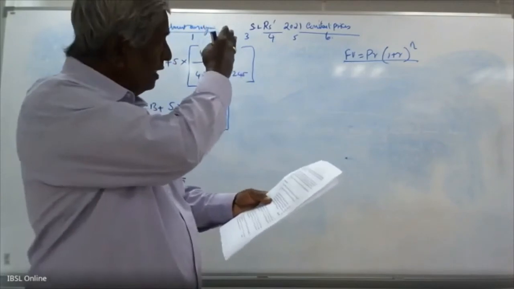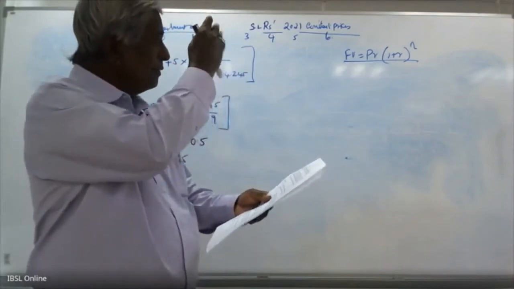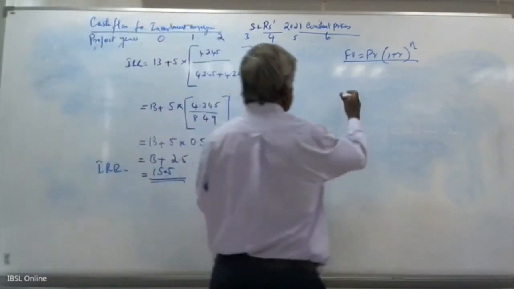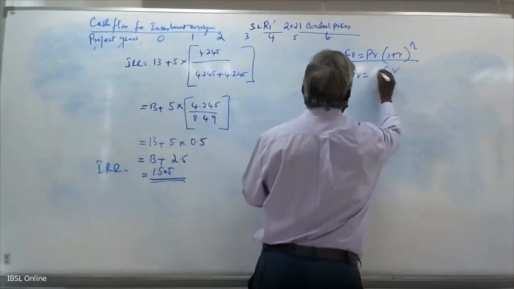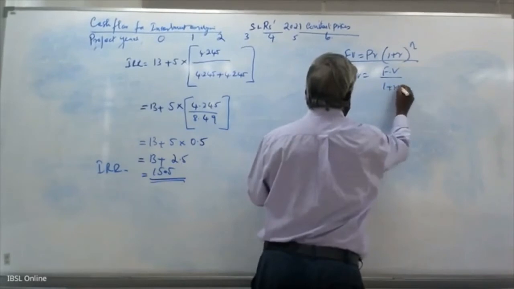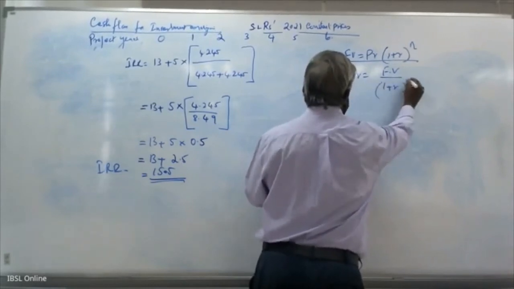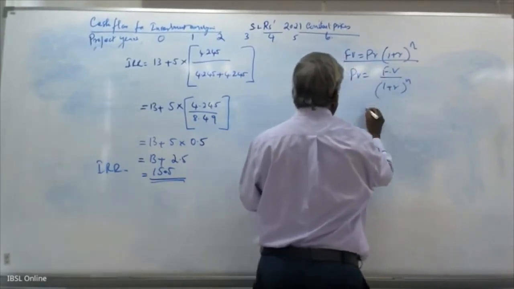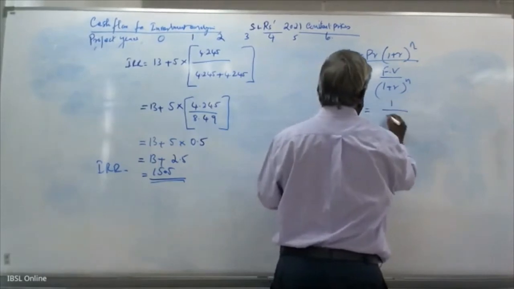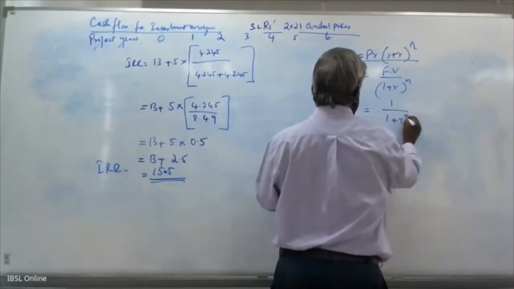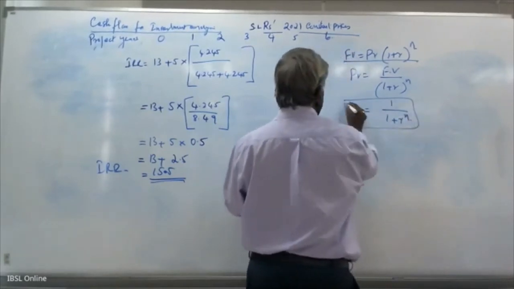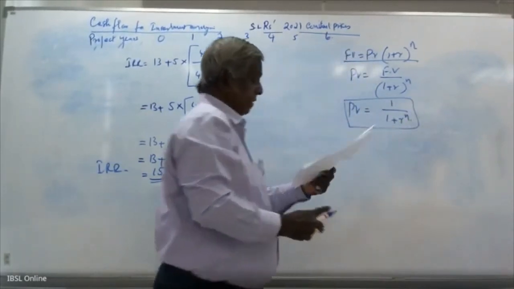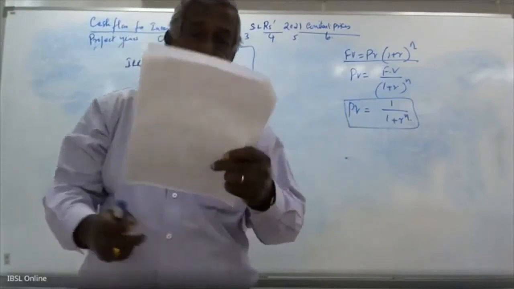And give an example from the formula. You take PV equal to FV divided by 1 plus R to the power n. Then if it is 1 divided by 1 plus R to the power n, that gives the PV. So this is the discounting factor. Give the example.